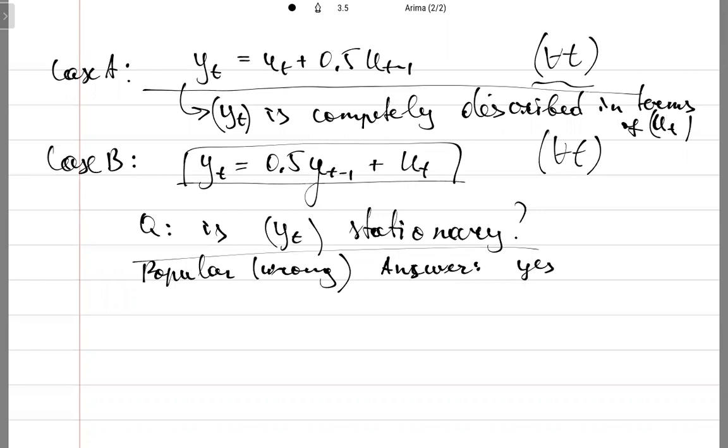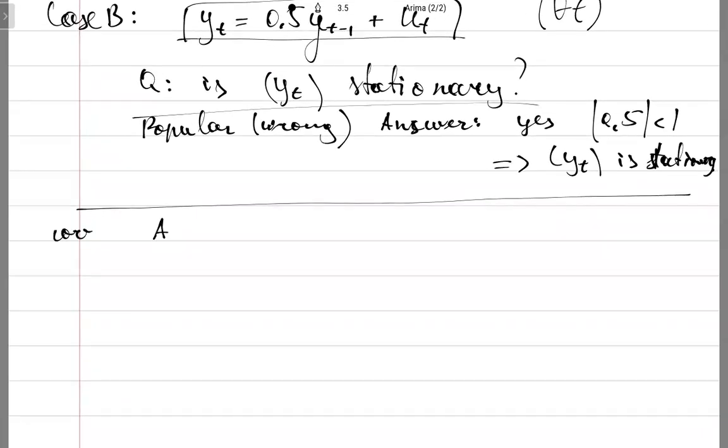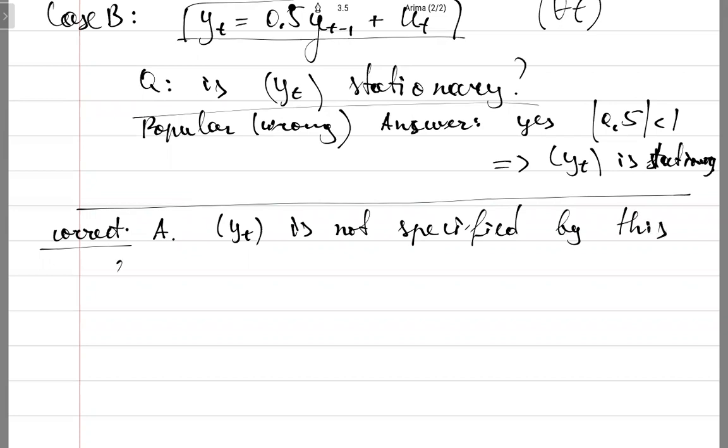The popular but wrong answer is yes: 0.5 is less than 1, so yt is stationary. It's a wrong but popular answer. In many books you can encounter this wrong answer. So now I will tell you the truth. The correct answer is that yt is not specified by this equation. We have no process here. We have an equation. An equation is not always a process.